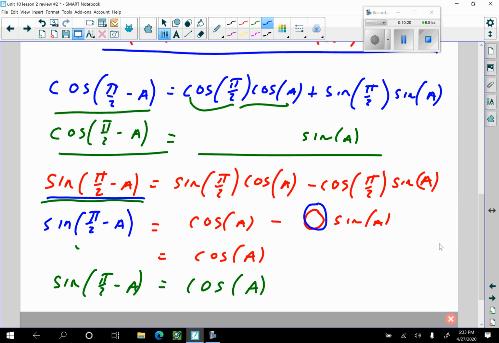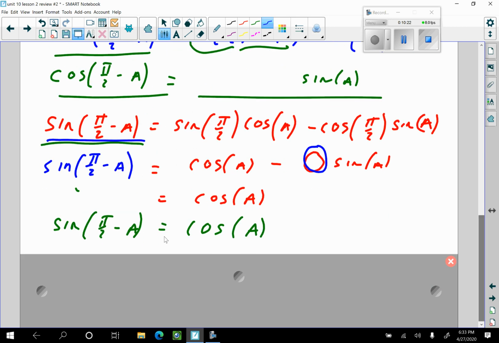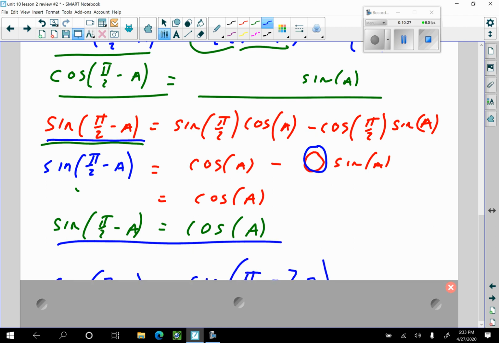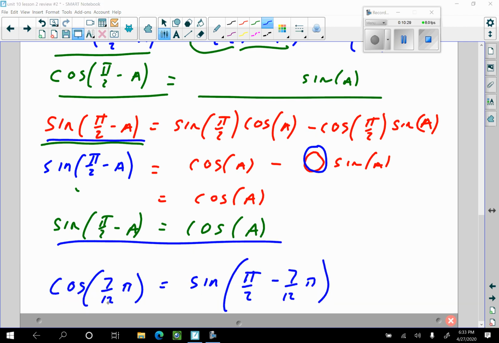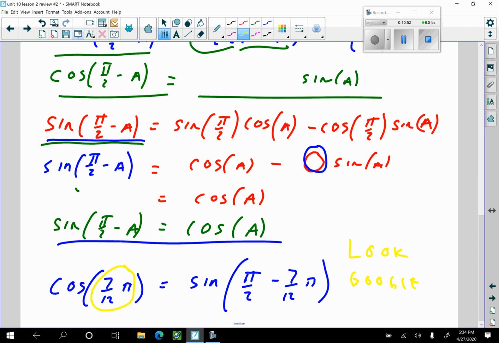And yeah, so now tell me, I can use this identity to come up with another value for cosine of 7/12 pi. What is the cosine of 7/12 pi? This time this is my A. Another identity, something else that equals cosine of 7/12 pi is the sine of pi over 2 minus 7/12 pi. I would look for this also on your Google form. Okay? All right, so let's do another problem.